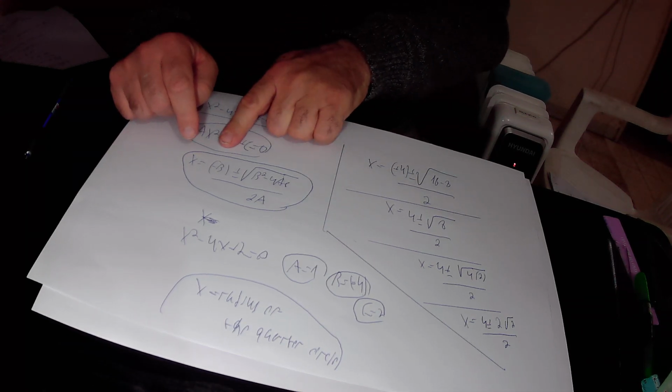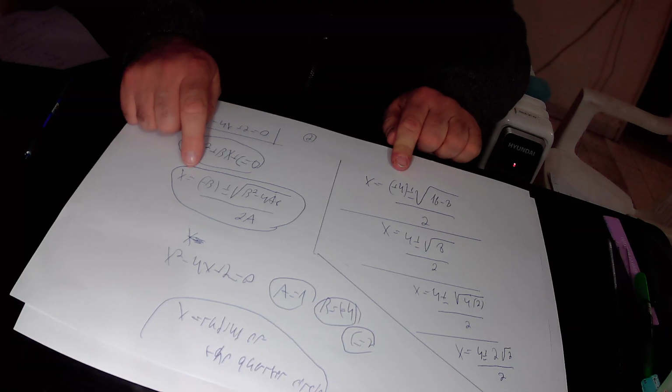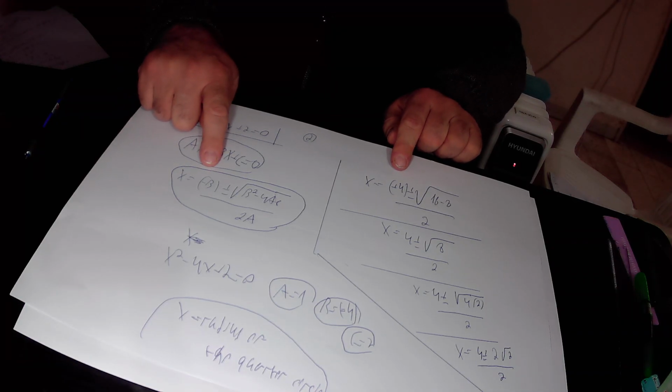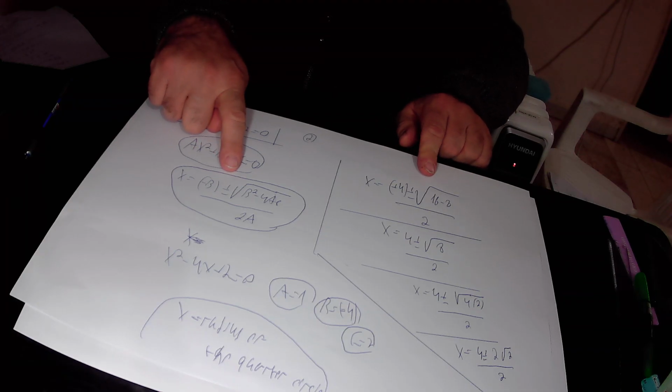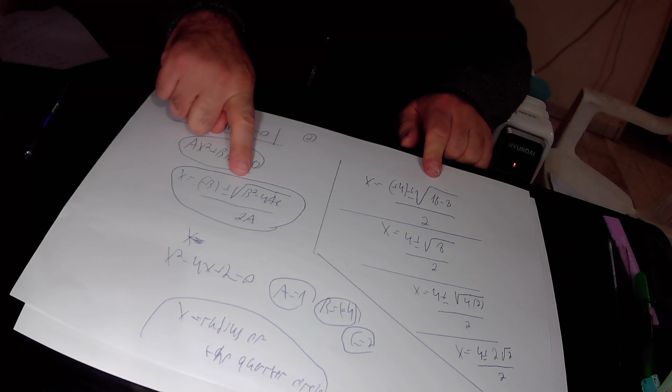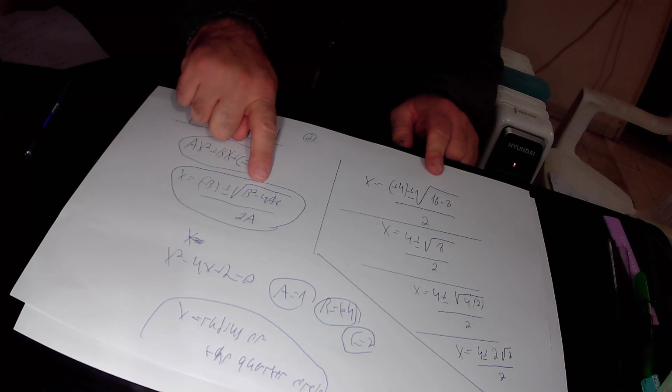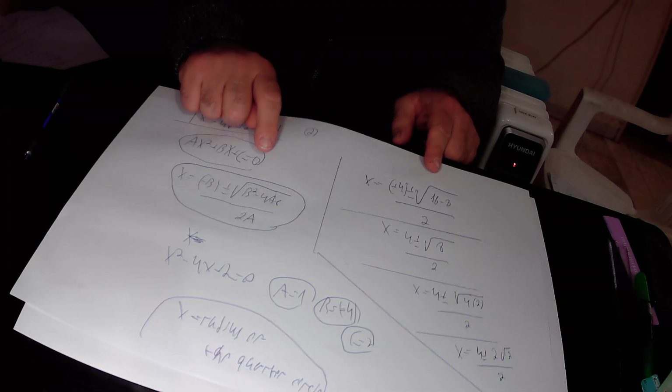So we did it, and we found out that x equals minus b. B is minus 4, therefore minus b is minus minus 4, this is plus 4, plus minus the square root of b squared. B is minus 4, so b squared is minus 4 squared, that is 16. Minus 4 times a times c. A is 1, so minus 4 times 1 is minus 4 times c. C is 2, so minus 4 times 2 is minus 8. So in total inside the root we have 16 minus 8, this is 8.